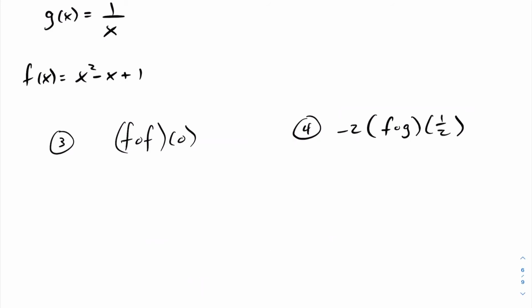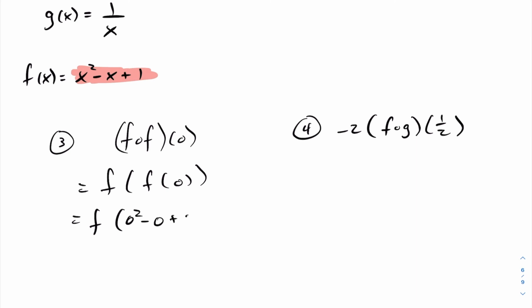So this one here, we want to do f composite f acting on 0 this time. So this will be f acting on f at 0. Okay, well, what's f at 0? Well, f at 0 is going to be, everywhere I see an x, I'm going to be changing that to a 0. So this will be 0 squared minus 0 plus 1, which is f at 1, which again we know is 1.